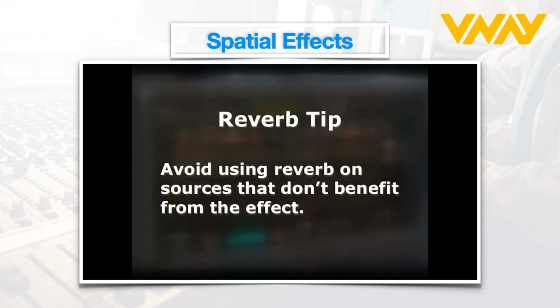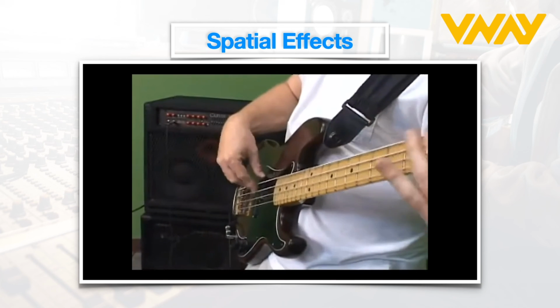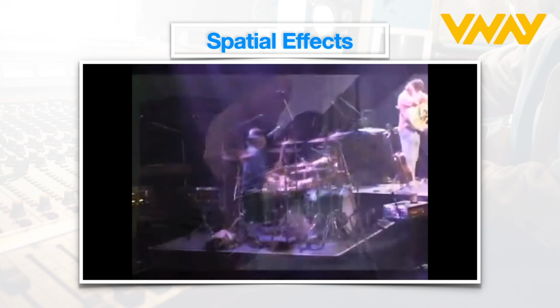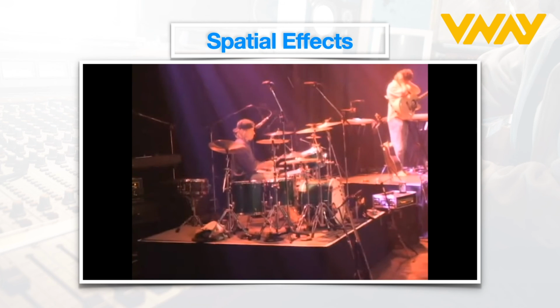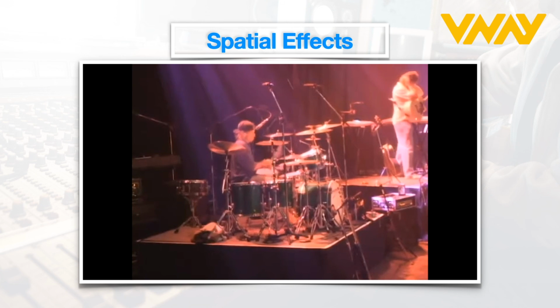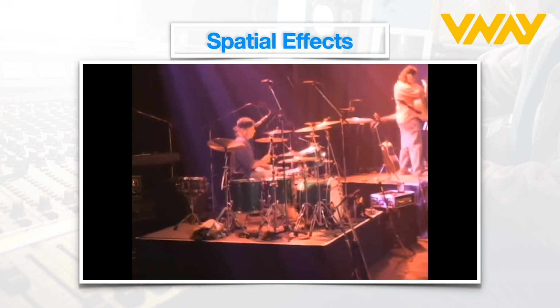Avoid using reverb on sources that don't benefit from the effect. An example would be a bass guitar or a kick drum. These sounds would only be muddied. A good rule is that higher frequency sources like a snare drum, vocals or a cymbal are candidates that would benefit from reverb.